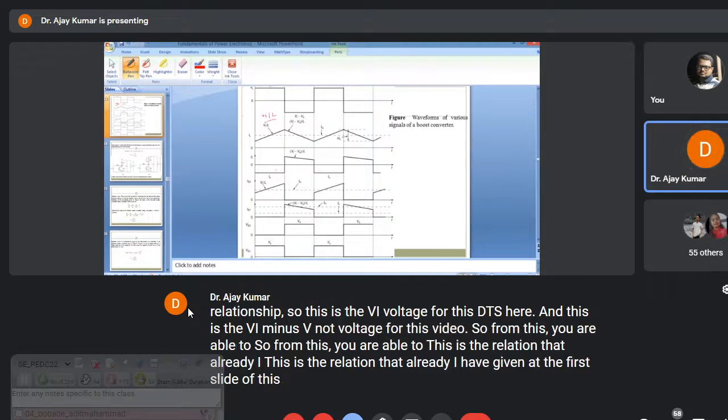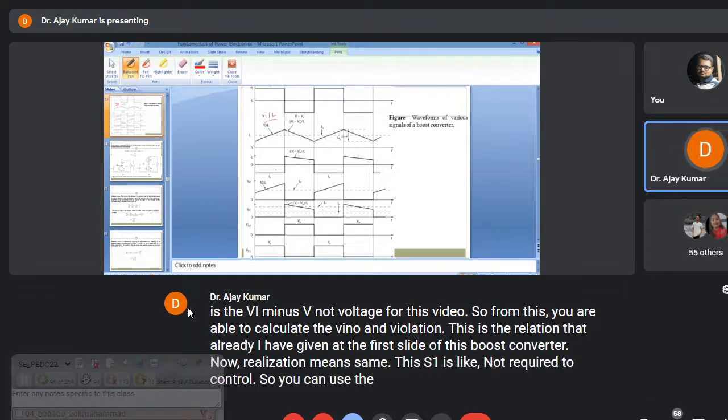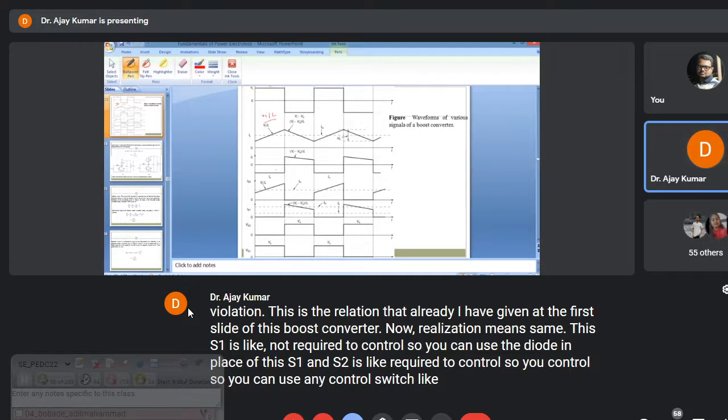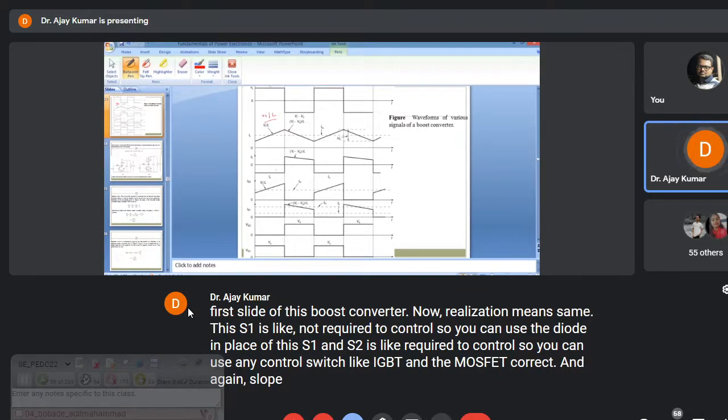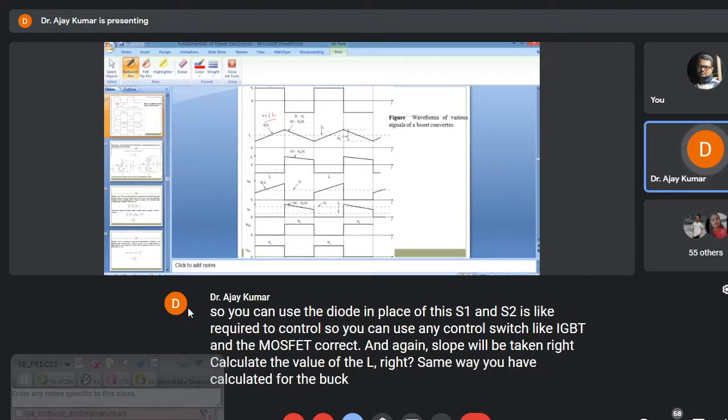Now realization. Realization means the same. S1 is not required to be controlled, so you can use a diode in place of S1, and S2 is required to be controlled, so you can use any controlled switch like an IGBT or a MOSFET, correct? Again the slope will be taken to calculate the value of L, the same way you calculated for the buck converter. The same application will be here to calculate the value of the capacitor.